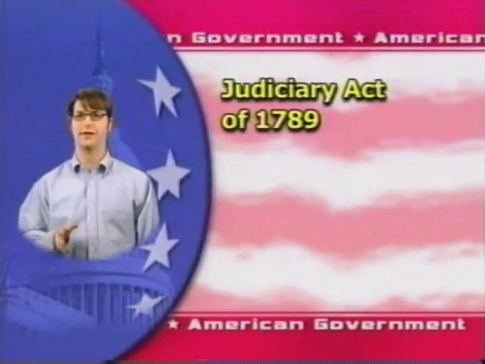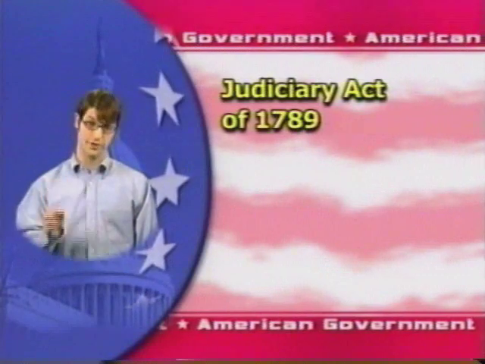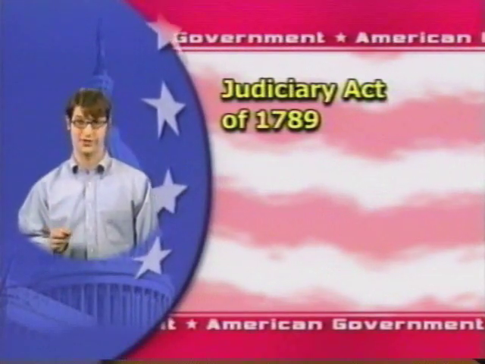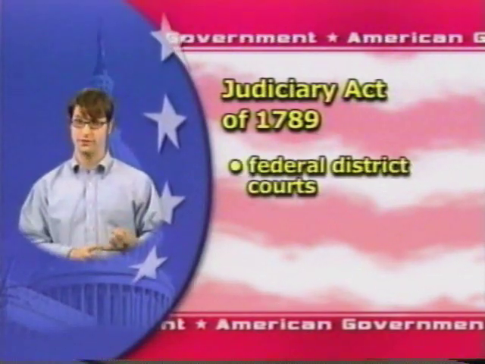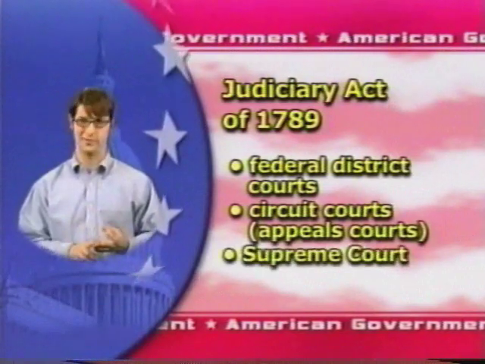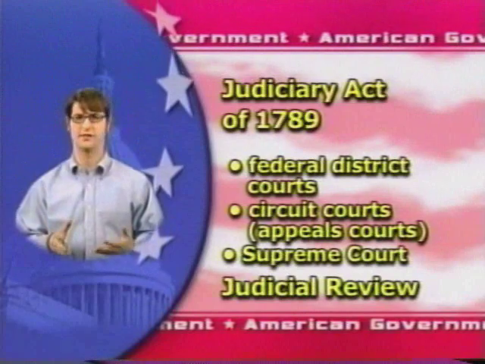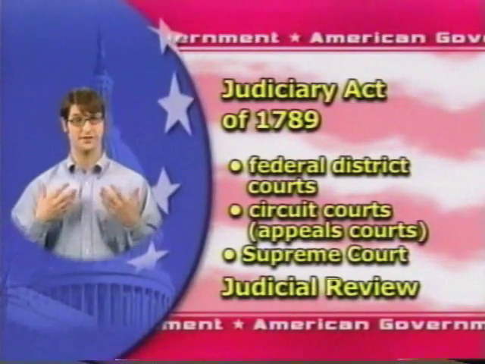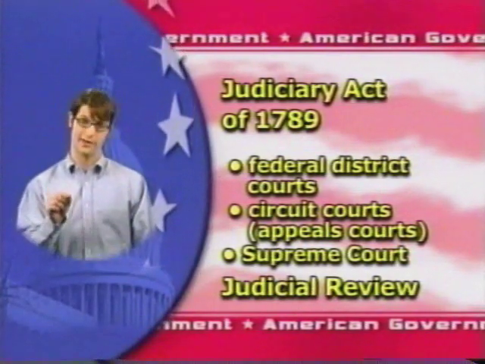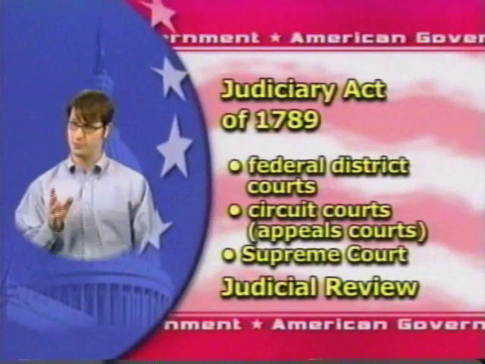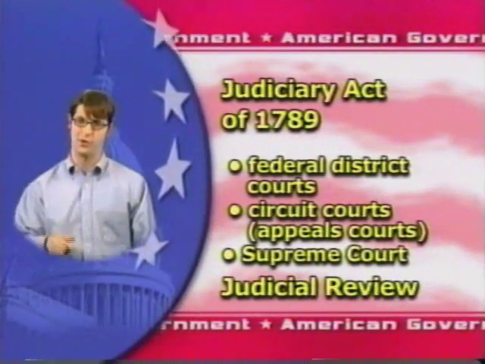The Judiciary Act of 1789 established a three-tier structure of the federal court system: federal district courts, appeals courts, and the Supreme Court. The Supreme Court has the power of judicial review, which lets it decide the constitutionality of decisions made by Congress and the President. But Congress and the President have the power to check the court.